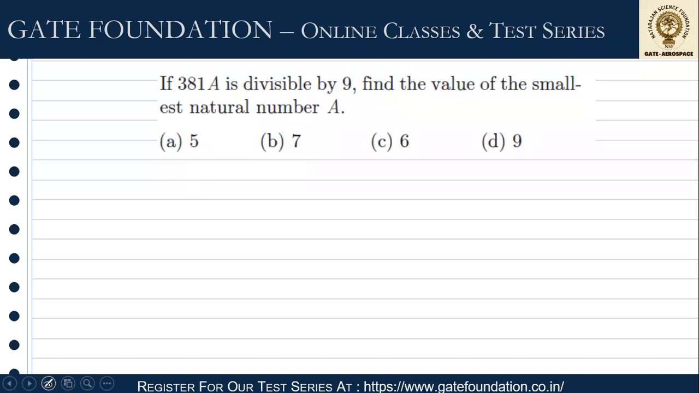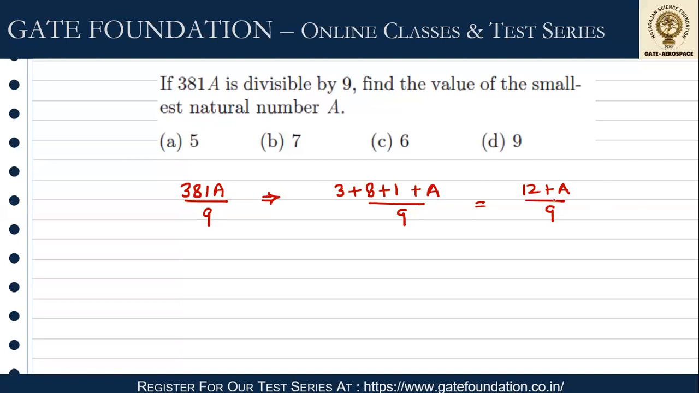So what you have is a 4-digit number, and you're supposed to find the smallest natural number a so that this 381a becomes divisible by 9. So over here you need to learn about the divisibility of 9. Divisibility of 9 is that the sum of the digits should be divisible by 9. So first of all, I'll find the sum of the digits: 8, 3 is 11, plus 1 is 12. So 12 plus a should be divisible by 9.